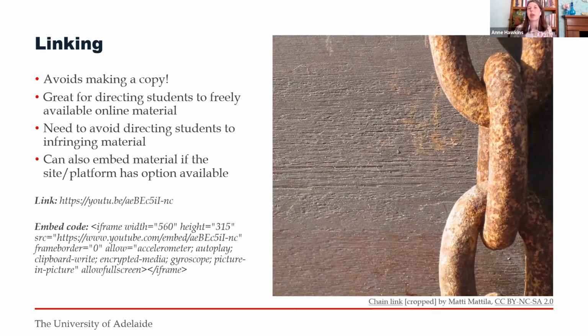I mentioned earlier that one of my favourite ways to use copyright material is to simply provide students with a link. This is a great option if the material is freely available online and you want students to access it independently. Since you're not actually making a copy, you don't need to worry about if you can rely on an exception or license. The only thing you need to be careful about is to avoid directing students to infringing material, as you can be liable for authorising the infringement.